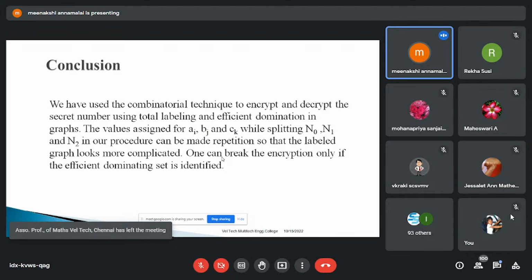These values are nearly the same number. Repetition of the numbers is allowed, which means that breaking the secret number is somewhat tough. So it makes some confusion for us.